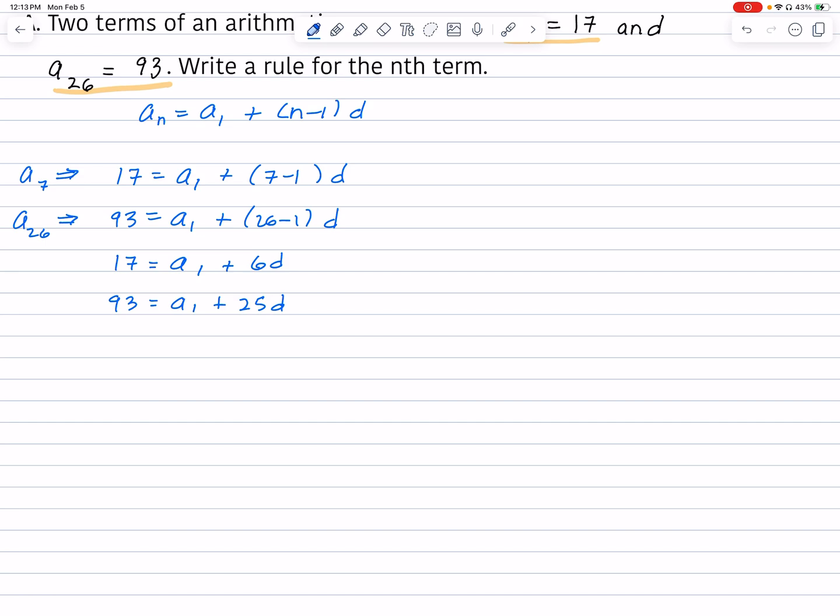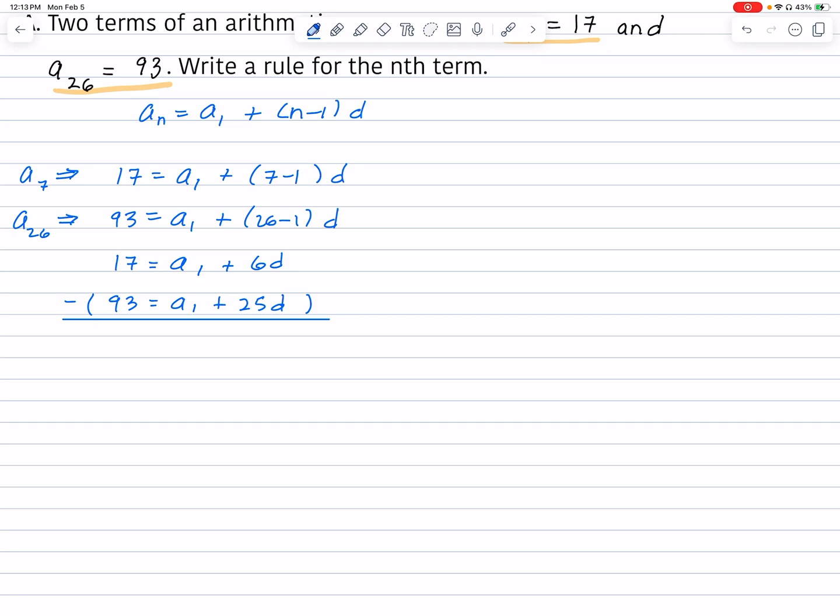From here, I'm going to solve my system. What I'm going to choose in order to solve this system is I'm just going to subtract these equations from each other.